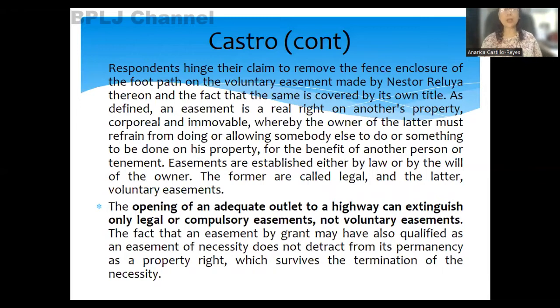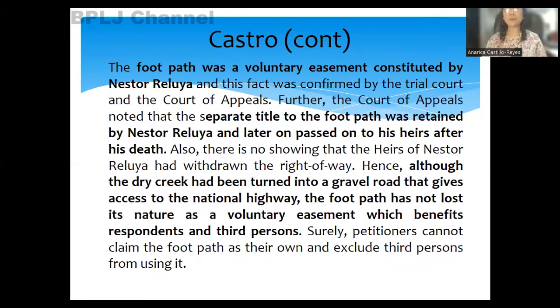So the opening of an adequate outlet to a highway can extinguish only legal or compulsory easements, not voluntary easements. The fact that an easement by grant may have also qualified as an easement of necessity does not detract from its permanency as a property right, which survives the termination of the necessity. The footpath was a voluntary easement constituted by Nestor Reluya, and this fact was confirmed by the case. The separate title to the footpath was retained by Nestor Reluya and later on passed on to his heirs after his death. Hence, although the dry creek had been turned into a gravel road that gives access to the national highway, the footpath has not lost its nature as a voluntary easement, which benefits respondents and third persons.